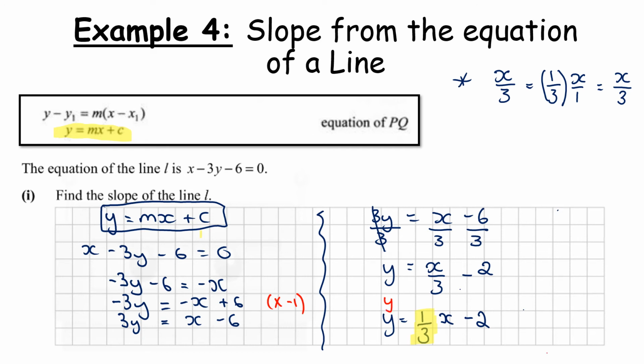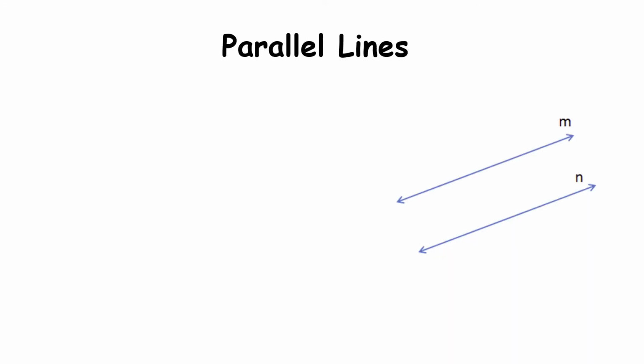So now it's in the form y equals mx plus c. I can work out my slope, which is 1/3, and my y-intercept, which is 0, minus 2, but I only need the slope. So the slope of line L equals 1/3. It's a nice little piece to be able to do, but it does take you a little bit of manipulation in some cases. So now let's have a little chat about parallel lines.